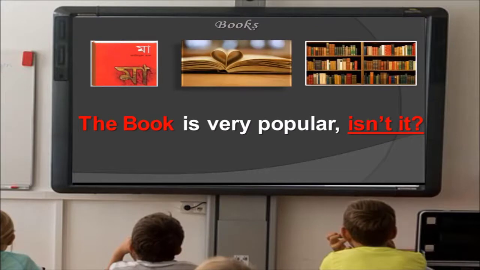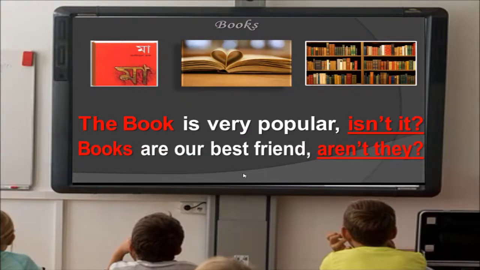Books. The book is very popular, isn't it? Look at, books are our best friends, aren't they? Here, you should understand the book is a singular subject, so the subject of our tag part is it. Okay, and in the second sentence, books is plural, and so we used they in place of books. This is a plural pronoun. Do you understand?